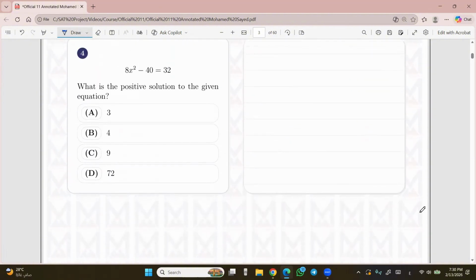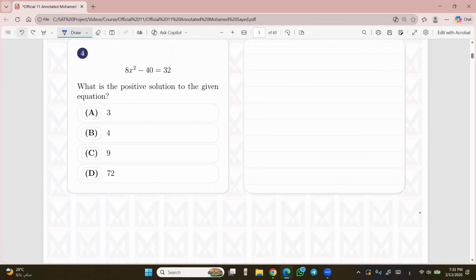Question number 4. 8x squared minus 40 is equal to 32. And here we need to get the positive solution. Be careful that this is a square sign. So maybe if you use the shift solve here, which is not recommended in a question that contains x squared, you can get one of the solutions. The question says what is the positive solution? You're lucky in here, you can use shift solve. But when the question asks about the negative one, do not ever use that shift solve.